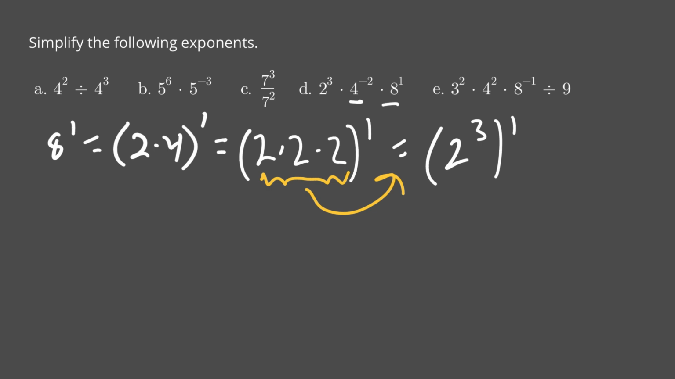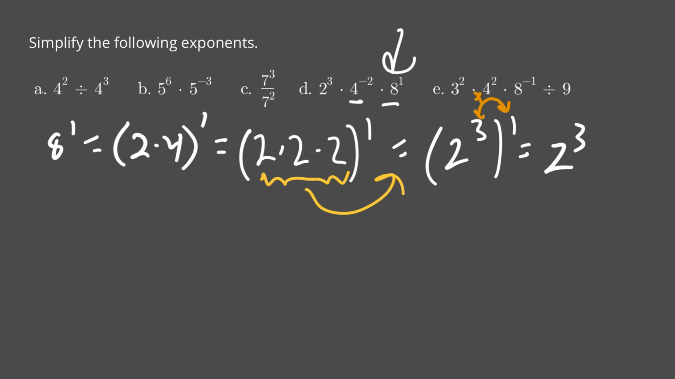For our last step, we have an exponent inside a parentheses and an exponent outside the parentheses. When we have that, we should multiply the exponents together. And in this case, 3 times 1 is still just 3. So we simplify this to 2 to power 3. Okay, so we addressed the 8 to power 1 right here.